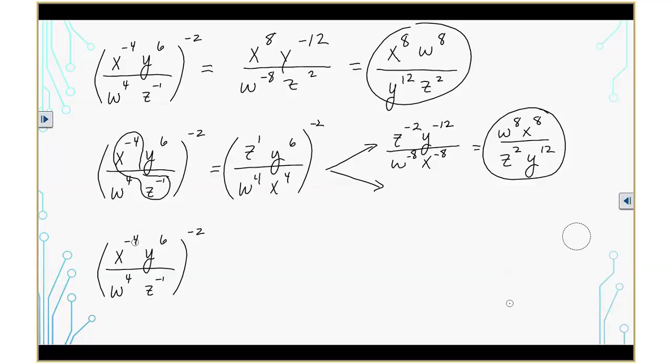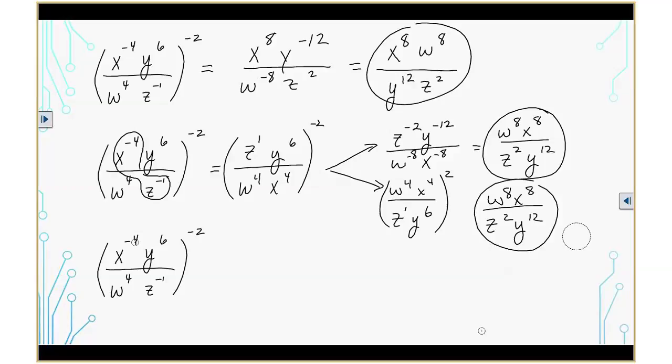But what if I don't want to do that? What if I want to flip this and get a positive 2 and then distribute? Well, that'll be W to the 4th, X to the 4th over Z to the 1st, Y to the 6th, raised to the what? 2nd power. And then distribute that, what will you get? W to the 8th, X to the 8th, over Z to the 2nd, Y to the 12th. Same answer? Same answer.